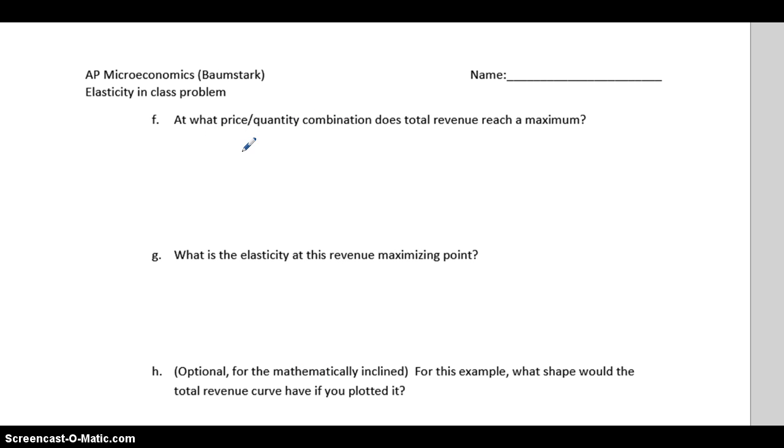Let's go ahead and finish this up. At what price quantity combination does total revenue reach a maximum? Well, that was right at price equals 5. Price equals 5, quantity equals 100. That was at the midpoint. And then based on that prior problem, I had told you that, I guess you didn't know for sure, but it turns out that the elasticity, in fact, is 1 at this revenue maximizing point. And so that's kind of a general idea here, is that if elasticity is 1, our revenue will always be at a maximum there.